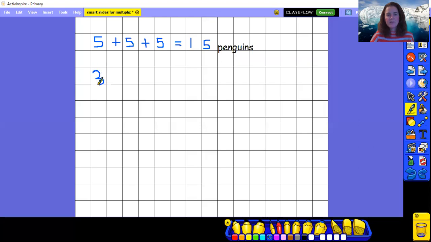3, oops, times, not very neat, Mrs. Gold, 5 equals 15. So 5 add 5 add 5 is the same as saying 3 lots of 5, which is the same as saying 3 times 5. So we've got 15 penguins altogether.